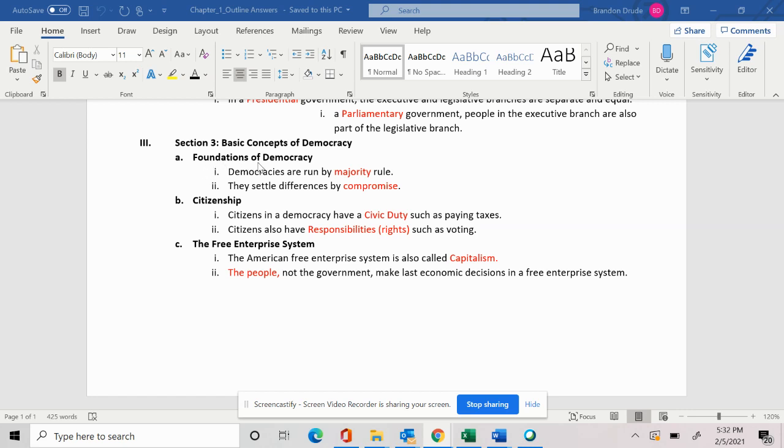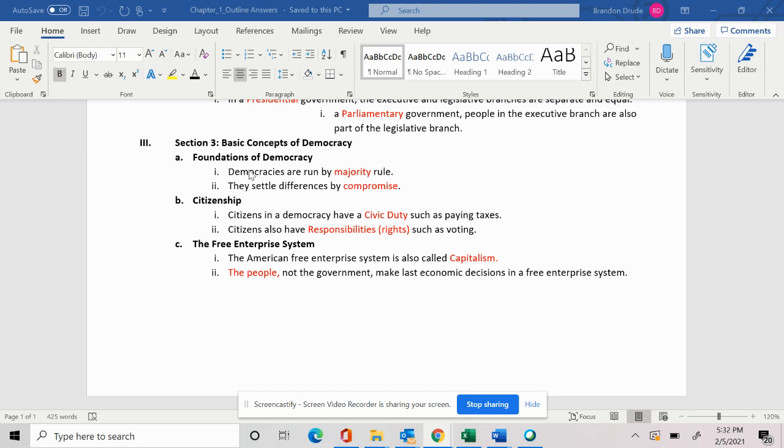All right, so we have three parts of Section 3. We have the foundations of democracy, citizenship, and the free enterprise system. So let's start off with Part A, the foundations of democracy.